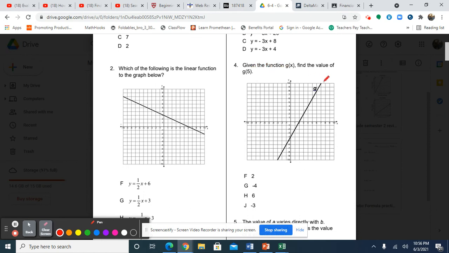Now we have the function. All it's telling us is that this function is called g. Now it's asking us to find the value of g of x when x is 5. So all we have to do is say, okay, look, x is 5 right here. So what is our y value equal to? 6. So our answer is H.